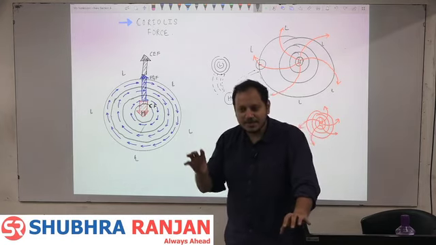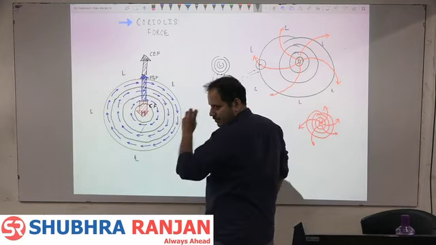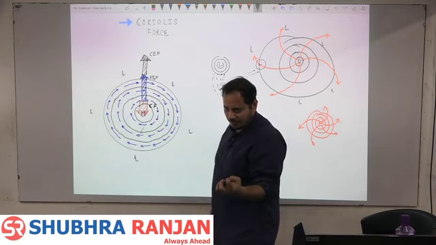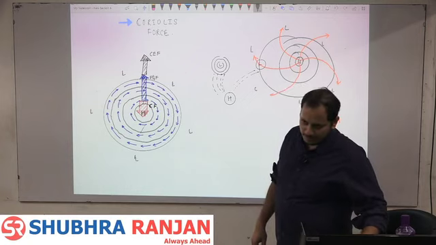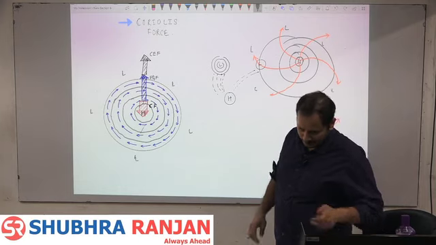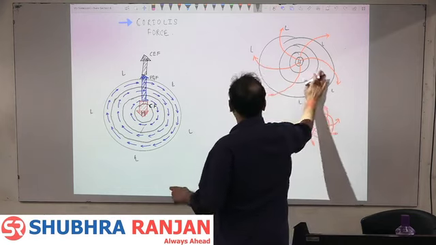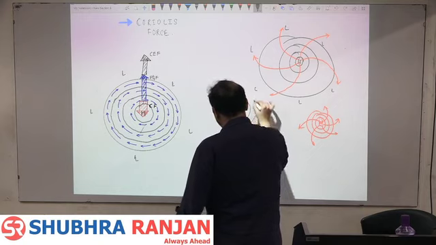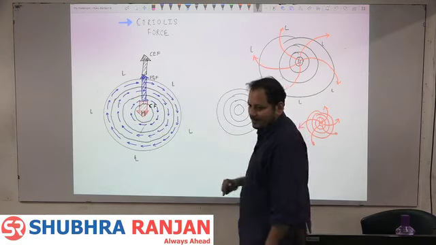So reality is this. Anticyclones में comparatively this force is weaker. Cyclones में comparatively the pressure gradient force is stronger. It also depends upon speed of the wind. See, यहाँ पे speed भी कम है.